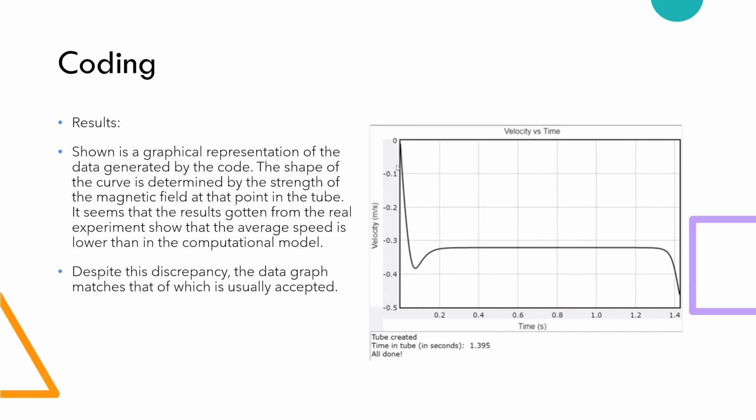And so, results. Shown is a graphical representation of the data generated by the code. The shape of the curve is determined by the strength of the magnetic field at that point in the tube. It seems that the results from the real experiment show that the average speed is lower than the computational model. Despite this discrepancy, the data graph matches what is usually accepted in the way that it's formatted and its shape.